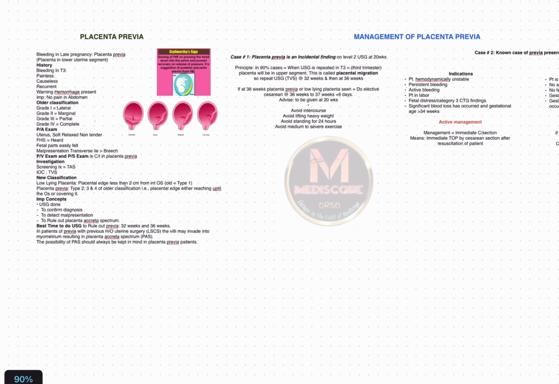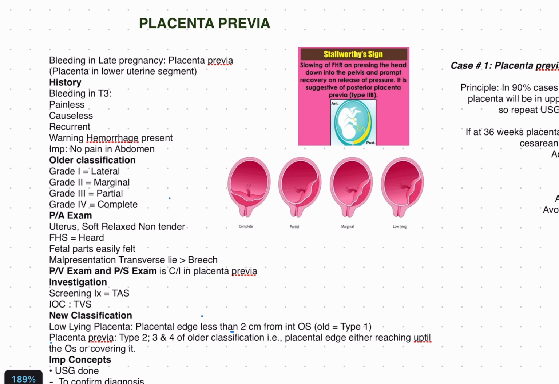Today we'll be talking about placenta previa and various managements of placenta previa. So let's get started. What is placenta previa, guys? Placenta previa means the mother will present to you with bleeding in the late trimester. So in the third trimester, or in late pregnancy, the mother will present to you bleeding.